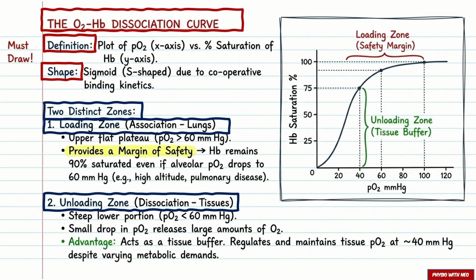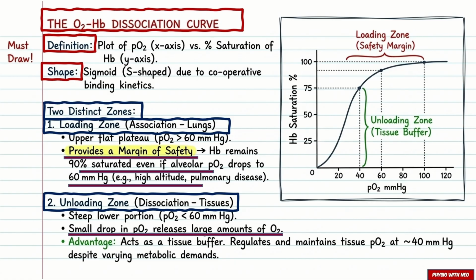Loading zone provides a margin of safety. That is, hemoglobin remains 90% saturated even if the alveolar PO2 drops to 60 mm of mercury, whereas in the unloading zone, which occurs at tissue level, a small drop of PO2 releases a large amount of oxygen. Remember, there are two zones. Loading zone at the lung level shows safety margin, whereas unloading zone at the tissue level shows tissue buffer. Always label the loading zone and unloading zone in your graph.